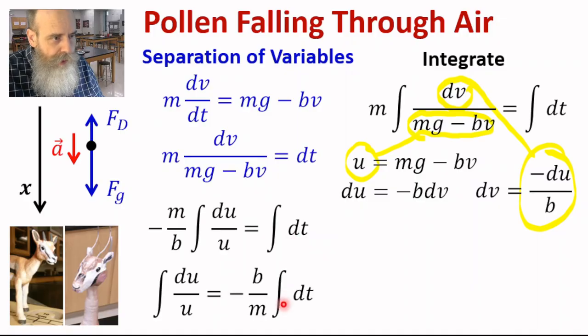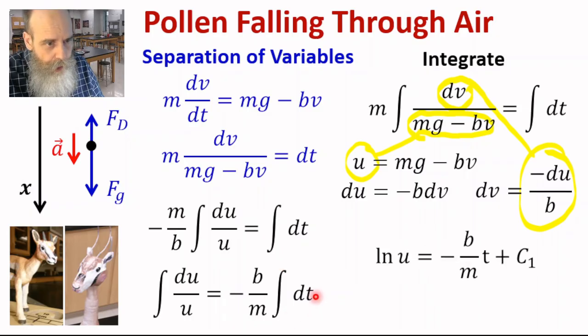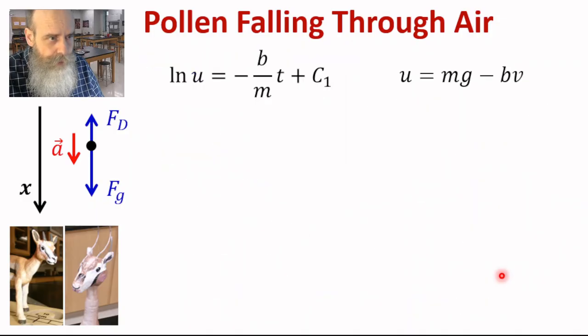Now let's multiply through by negative b over m, and this is what we get. So now it's easy to solve this integral. Du over u is ln u. Integral of dt is t. So this is what we get. ln u equals negative b over m t plus c1, where c1 is a constant.